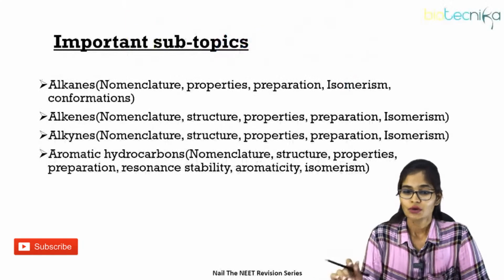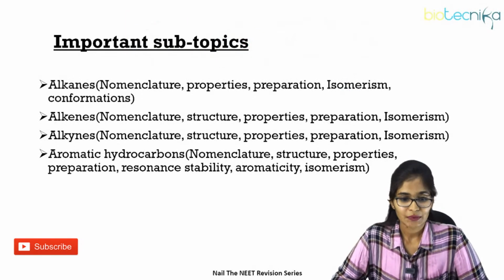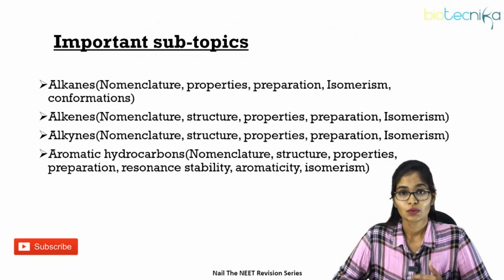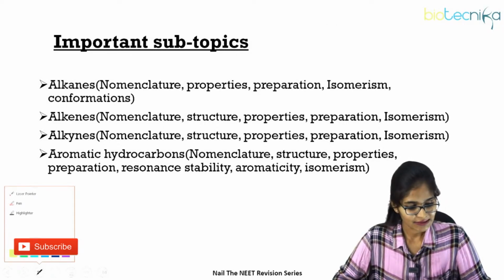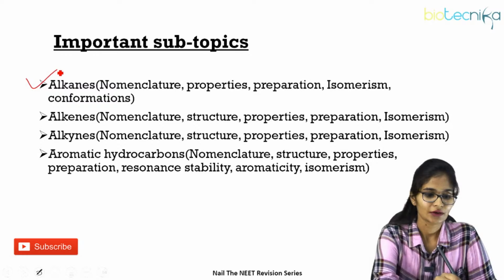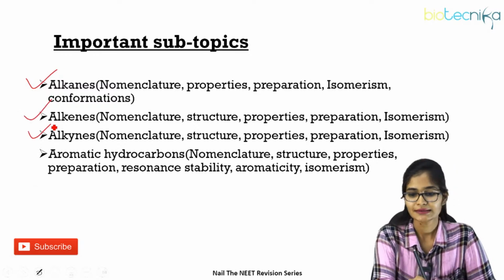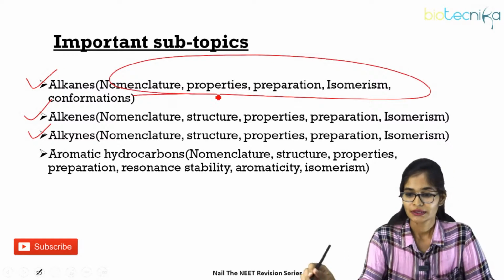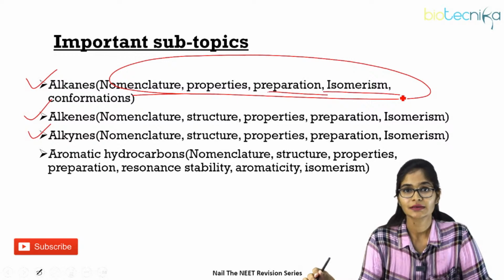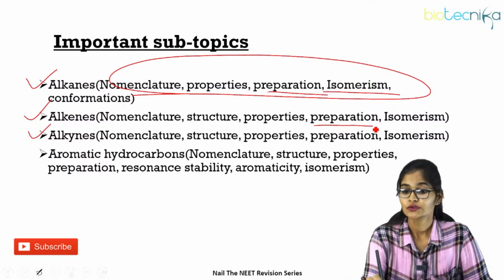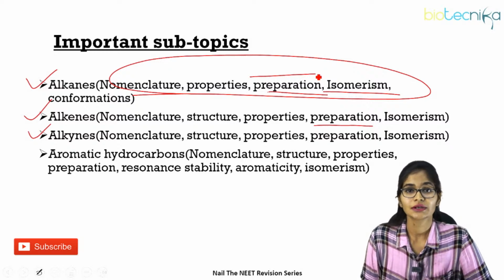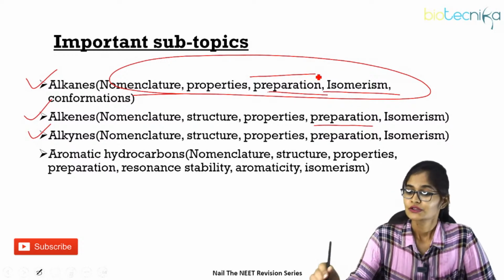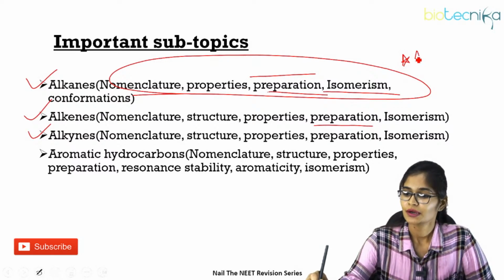All right. Now in the hydrocarbon chapter, the important subtopics you have to revise are alkanes, alkenes, alkynes. For these, their nomenclature, properties, preparation, and isomerism. The preparation part is most important in alkanes, alkenes, alkynes. You have to stress on it more and more. So I'm just putting a star mark.